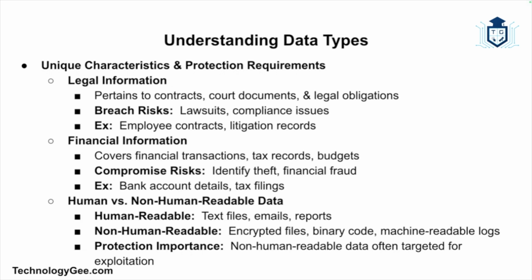Then we have financial information. This includes financial transactions, tax records, and budgets. If this information is compromised, it could lead to identity theft or financial fraud. Examples of this would be bank account details or tax filings.